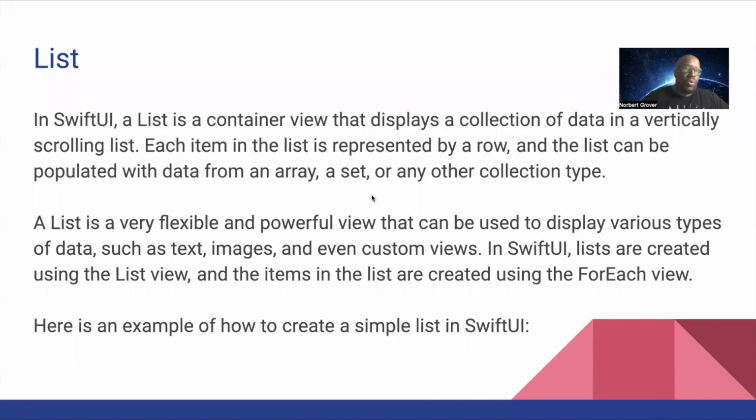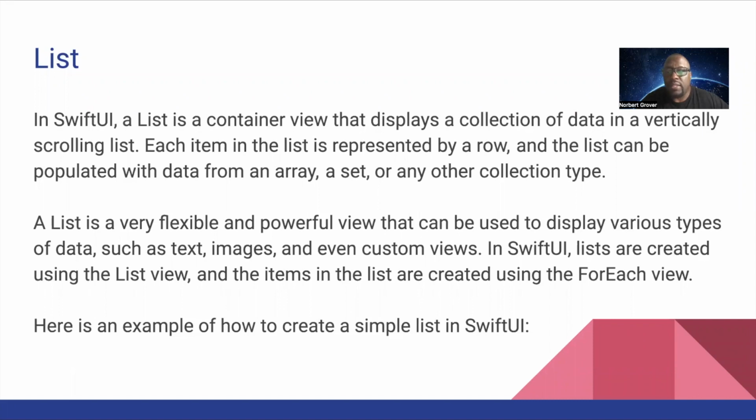So in SwiftUI, a list is a container view that displays a collection of data in a vertical scrolling list. Each item in the list is represented by a row, and the list can be populated with data from an array, set, or any other collection type. A list is a very flexible, powerful view, and it can be used to display various types of data: text, images, and even custom views.